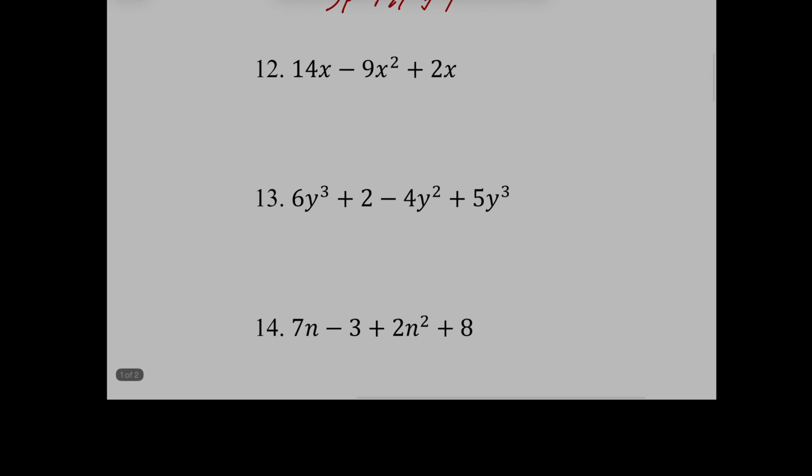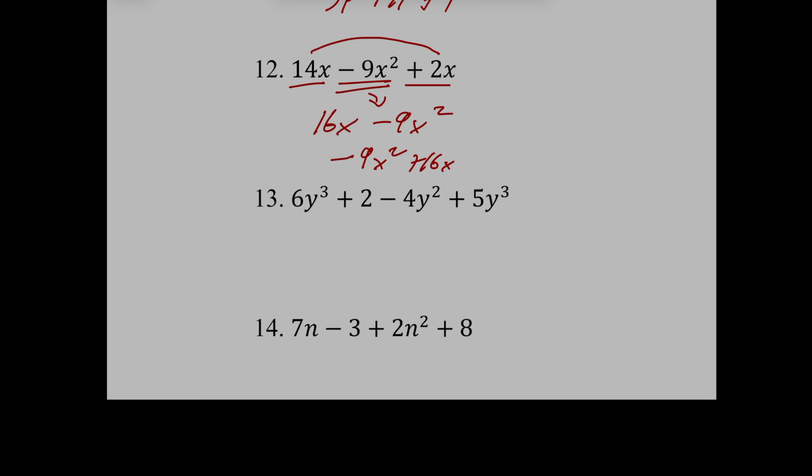All right, number 12. I have an x, I have an x squared, and there's an x. So I'm going to combine my x's. 14x plus 2x is 16x, and I just copy this down with a minus 9x squared. Now, remember, we like to lead with the squared, so this might be read better as a minus 9x squared plus 16x. This isn't wrong, but this looks better, okay?